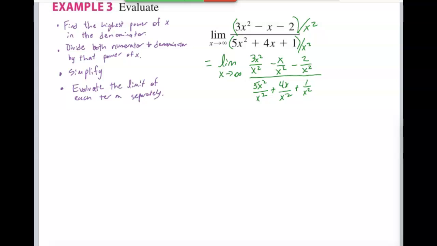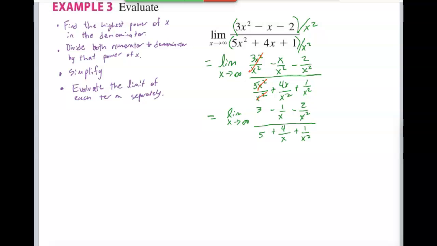Okay? So simplify. Limit as x approaches infinity. Let's see, 3x squared over x squared just simplifies to 3. X over x squared will simplify to 1 over x. And there's no way to simplify 2 over x squared. That's just going to stay as is. 5x squared over x squared simplifies to 5, plus 4 over x plus 1 over x squared.